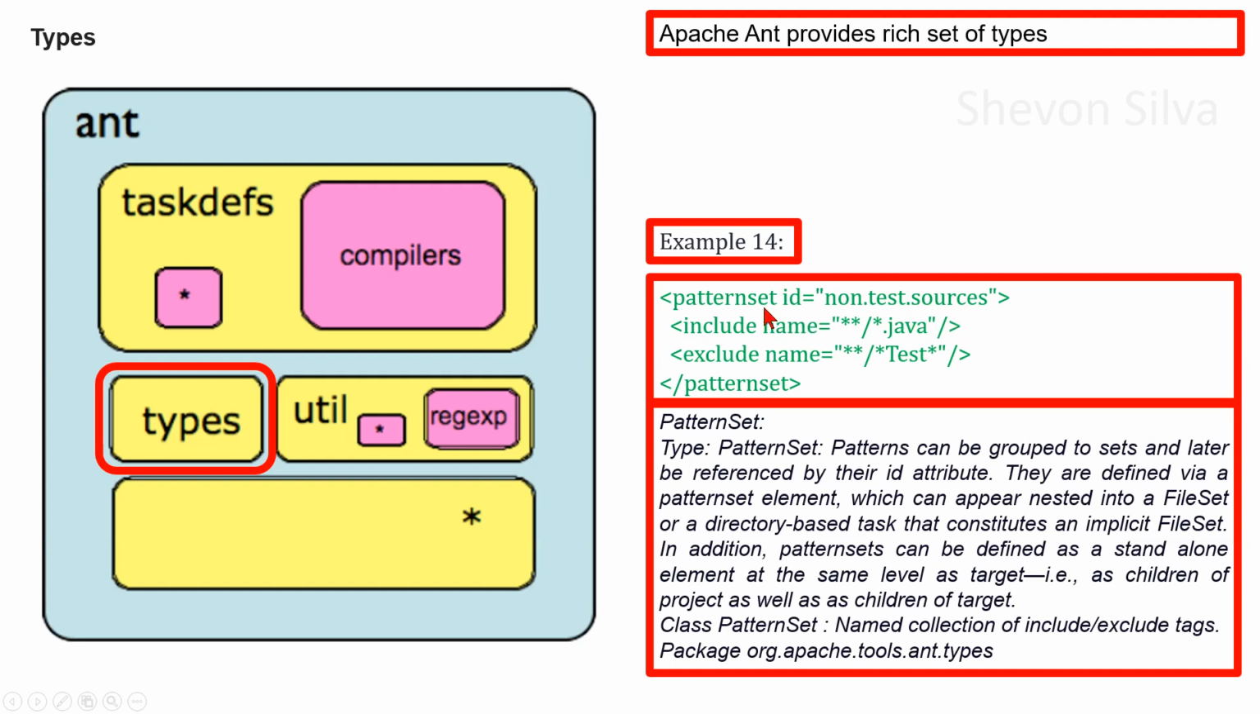Note that the includes and excludes attributes accept multiple elements separated by commas or spaces. The nested include and exclude elements expect their name attributes to hold a single pattern.